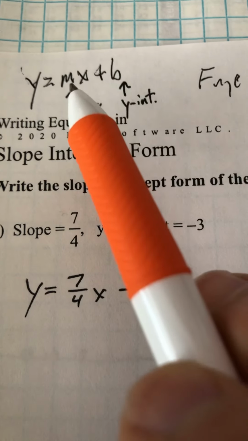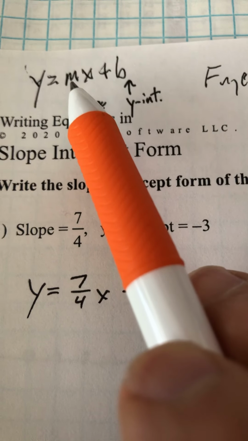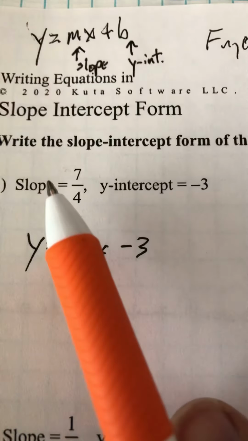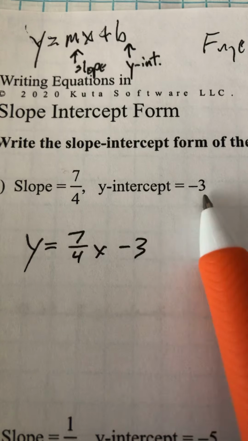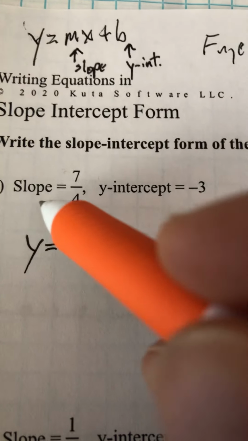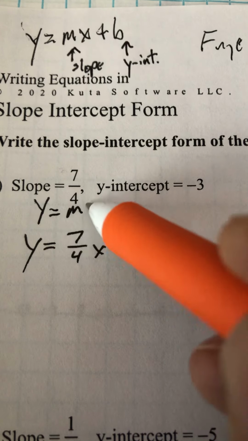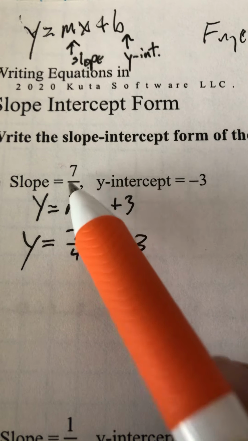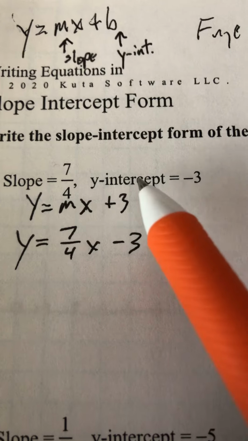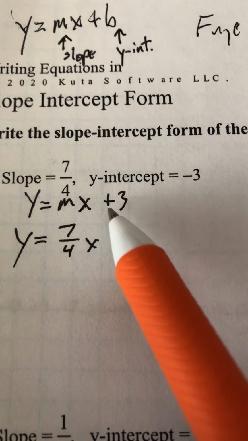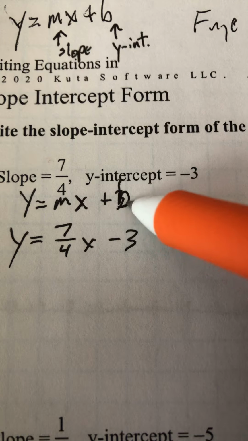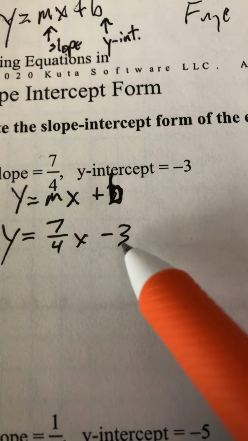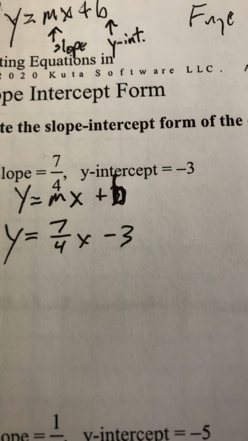So this is where you put the slope, and this is where your y-intercept is. Here's your slope, here's your y-intercept. So you have y equals mx plus b. My m is right here, the slope, so 7/4 x, and my intercept is -3, so plus b. Since it's negative, I have to write -3 because it's a negative y-intercept.